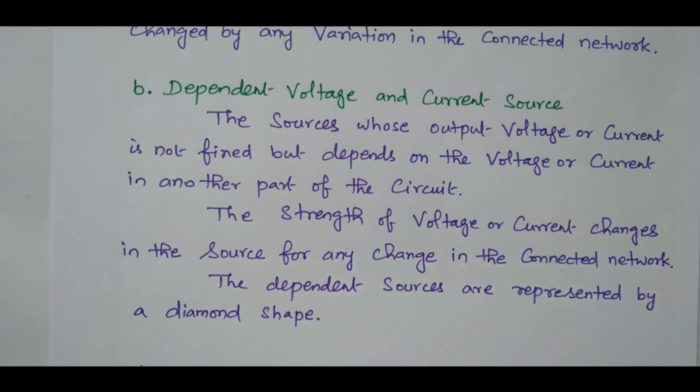In the previous case it is not changed, but here, due to the second type, dependent, any change in the network will change the voltage and current of the current source also. So it is represented by the diamond shape. All others are represented by the circle. Independent source is represented by a circle, dependent source is represented by a diamond shape. Right? So this dependent source is again classified into four types. We will see these types one by one.